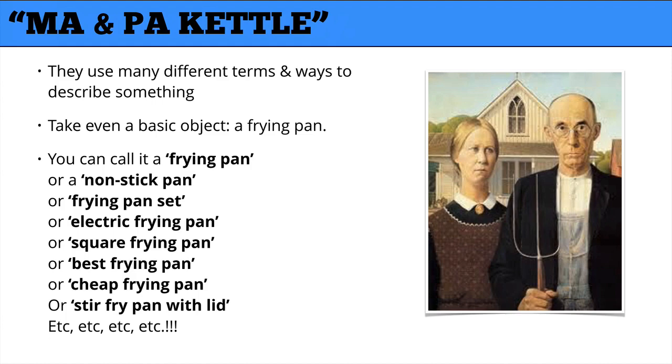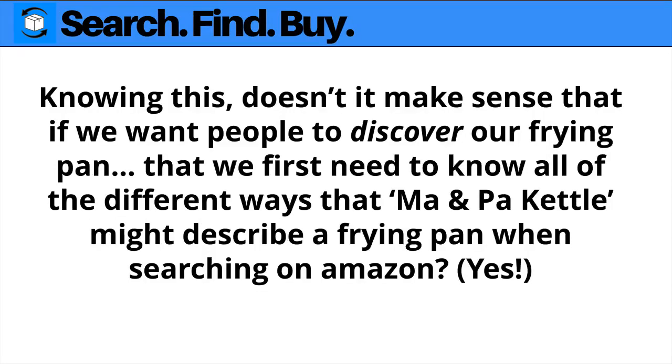So even for the most basic product, you're going to get a bunch of different variations that can trigger sales for your product. So knowing this, doesn't it make sense that if we want people to discover our frying pan, we first need to know all the different ways that the Ma and Pa Kettles out there might describe a frying pan when they're searching?